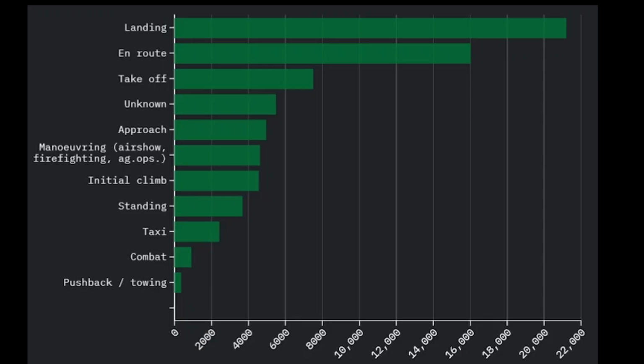En route accidents are a bit fewer, because once an aircraft is stabilized at cruise, it's one of the safest places it can be. Then there's takeoff, approach, and initial climb phases, where the aircraft is working hard, engines are at high power, and pilots don't have the altitude or time to react. You also have the niche stuff, maneuvering flights like air shows or firefighting, which naturally carry more risk, and standing, taxi, even pushback accidents. Not dramatic, but they still count. And of course, unknown, you know?